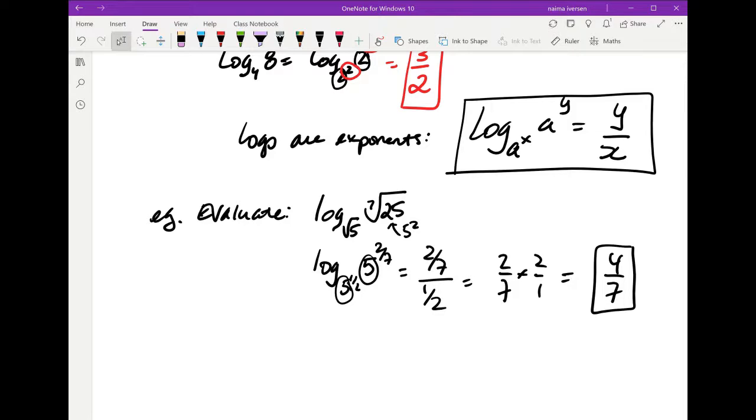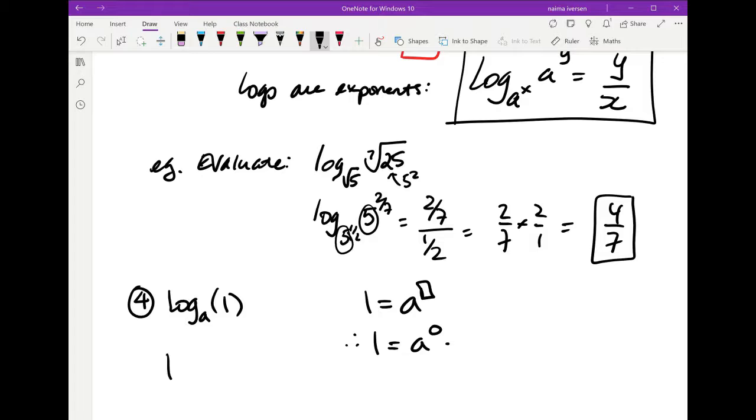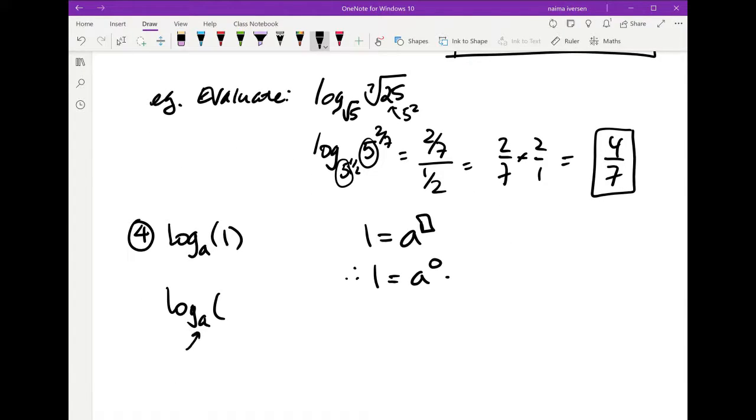All right, I think I'm on property number 4. So property number 4, excuse me, has to do with log base a of 1. So again, what we would want to do is we would want to write 1 as a to the power of something. And so that's going to be a to the power of 0. So whenever you have log base a of 1, keep in mind that those properties matter. So a is greater than 0, a is not 1. But log base a of a to the 0.